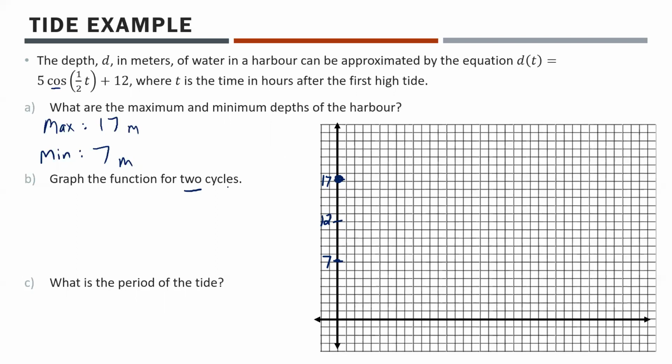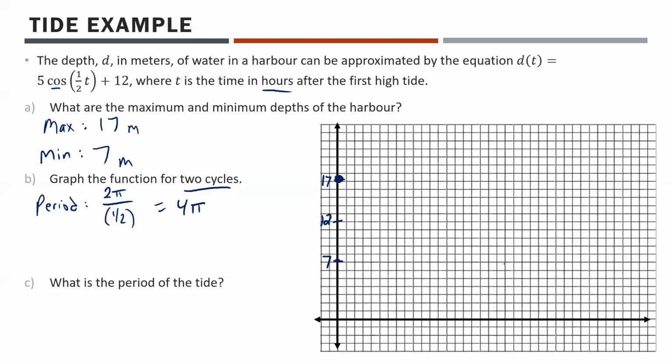We want 2 cycles. Well, we should find the period before we do that. The period, remember, is equal to 2 pi divided by b, and b in this case is 1/2. So 2 pi divided by 1/2 is actually going to be 4 pi. That's a really bizarre cycle to have, but you can have 4 pi hours. 4 pi is like 4 times 3.14, so it's like 12 something hours for this to go through a whole cycle.